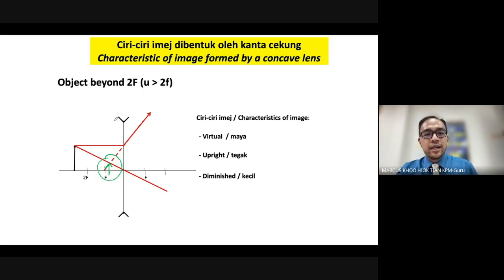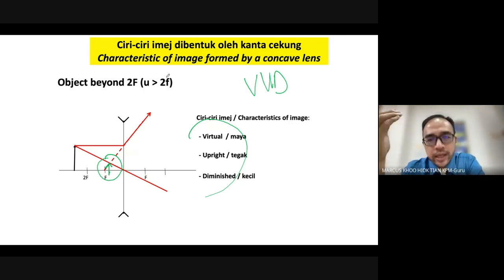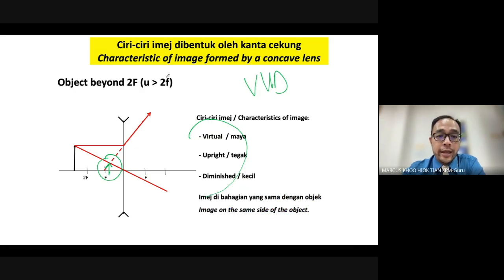Concave lens is always and forever VUD. Always. Wherever you put the object, you will always get a VUD, virtual, upright, diminished. Okay, and the image must be on the same side of the object, which is why it's a virtual image. Don't believe me? Try the second drawing.